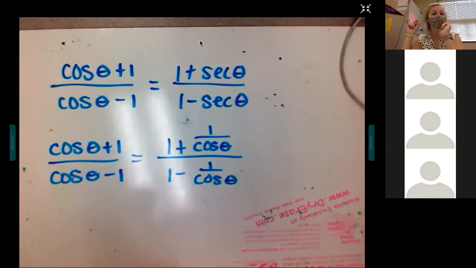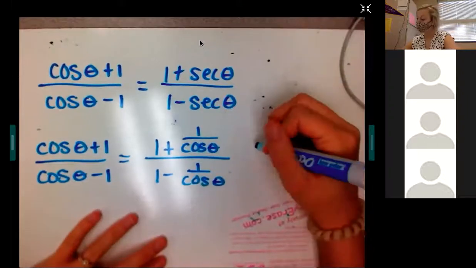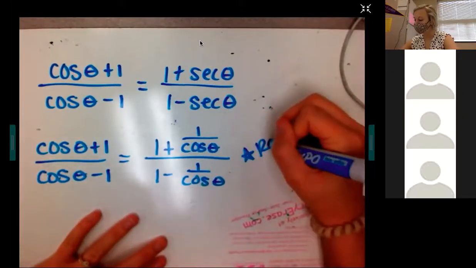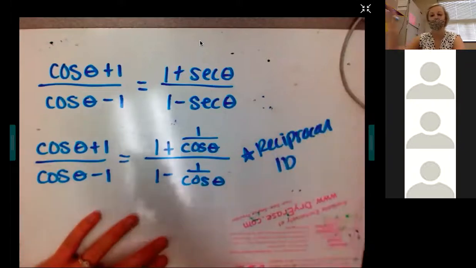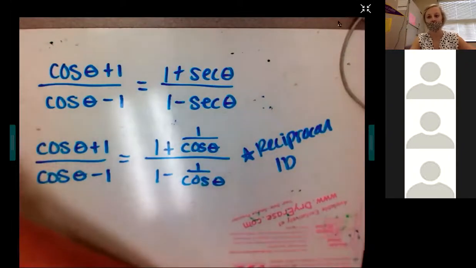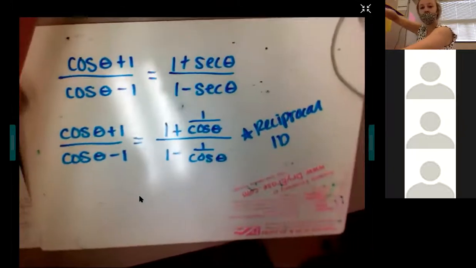Okay, how did y'all justify this first step? Good, very good. If you did not give me justifications, the highest grade you could get was a 70. And most of you got lower than that because you were also missing some work. So this is a reciprocal identity.